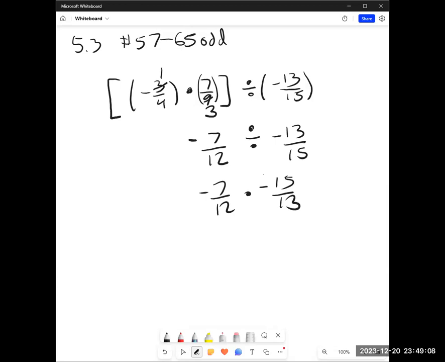Now 12 and 15 have a common factor of 3. And that's it. So negative 7 times negative 5 is a positive 35. 4 times 13 is going to be 52. And that's my final answer.